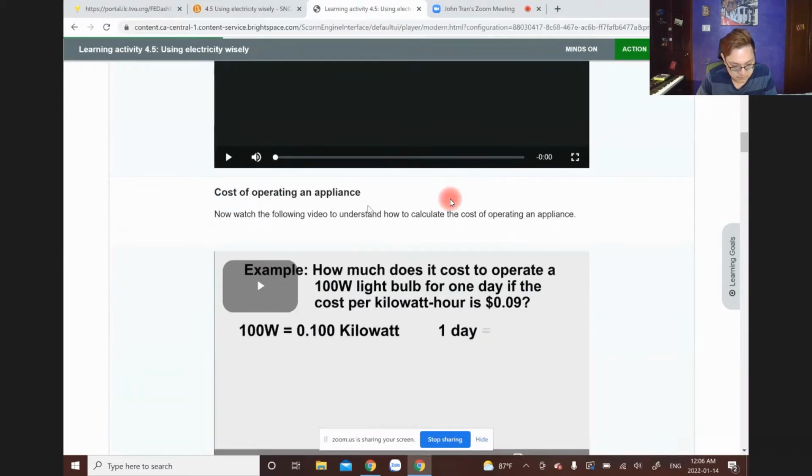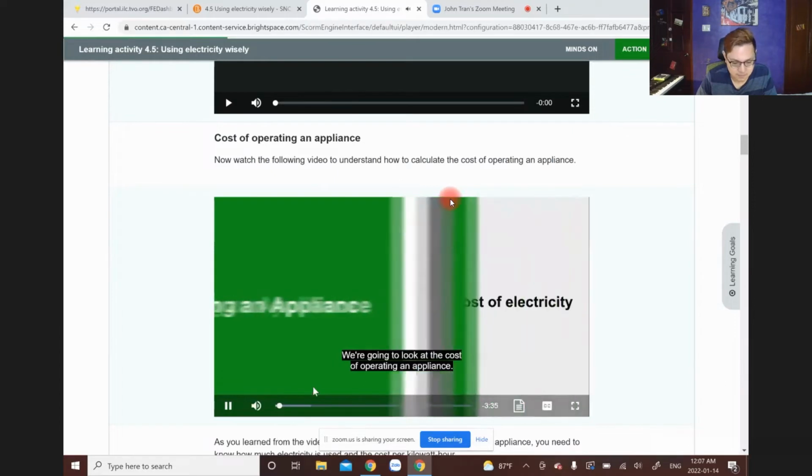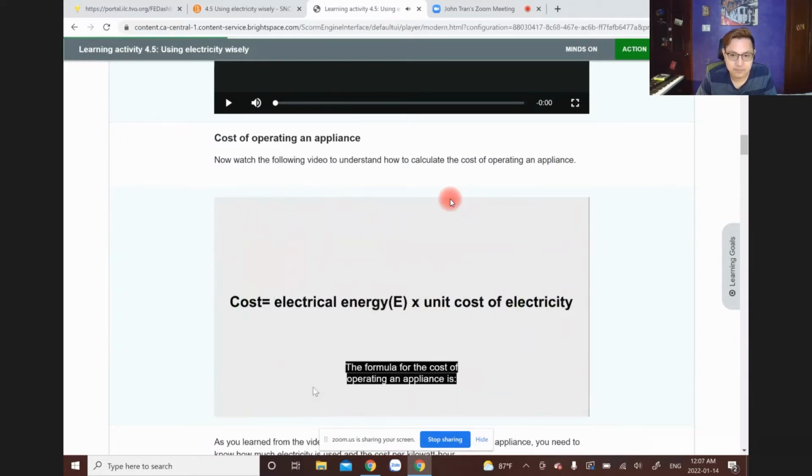Awesome. Oh, there's a video. We're going to look at the cost of operating an appliance. The formula for the cost of operating an appliance is cost equals the electrical energy, or E, multiplied by the unit cost of that electricity.